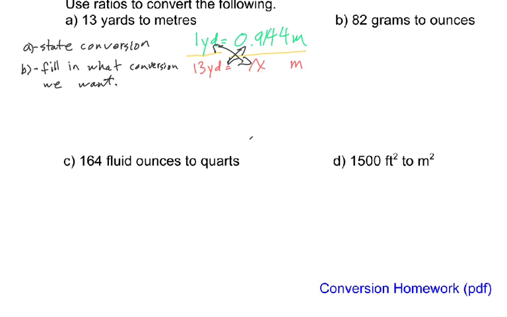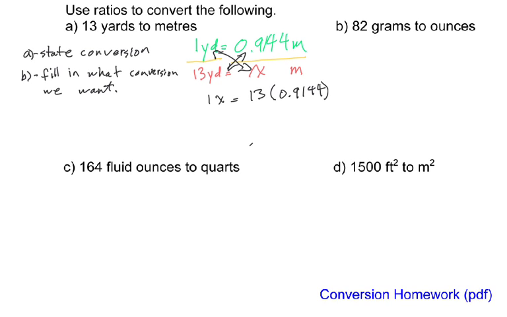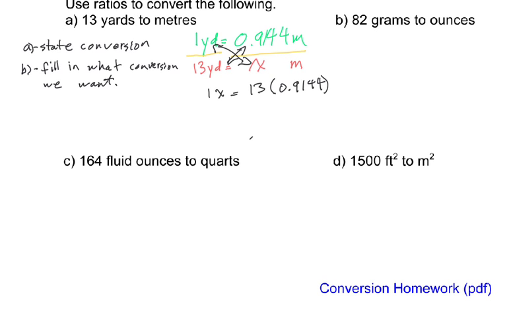So now essentially we have 1x is equal to 13 times 0.9144. Next, we have to get rid of the 1, so we're going to divide both sides by 1. So we have x equaling 11.9 meters.